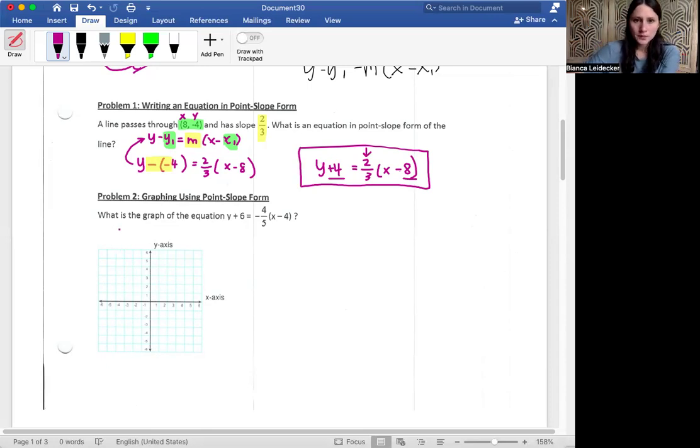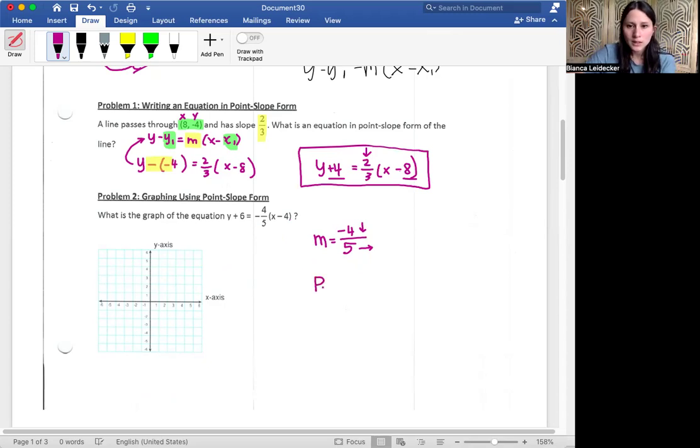Looking at problem 2. What is the graph of the equation y plus 6 equals -4/5 times x minus 4? So the first thing we need to identify is the slope. I'm going to put that negative on top and make this -4/5. If we review, it's going down 4, to the right 5. So these arrows can help us remember the movement that's happening with the slope.